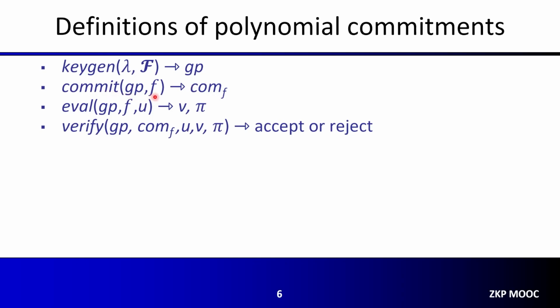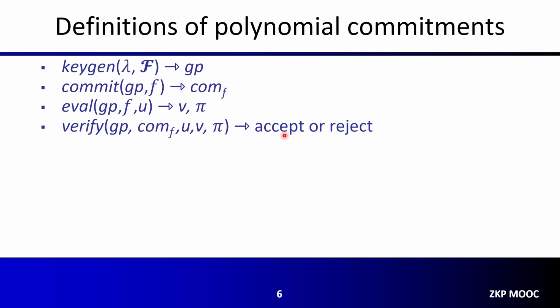Then given GP and the polynomial, the prover can compute the commitment of this polynomial. And later at the evaluation point u, the prover can call this eval algorithm to output the evaluation v and the proof pi. And finally, the verifier can verify the correctness of this claim using GP, the commitment, u, v, and pi, and output either accept or reject.